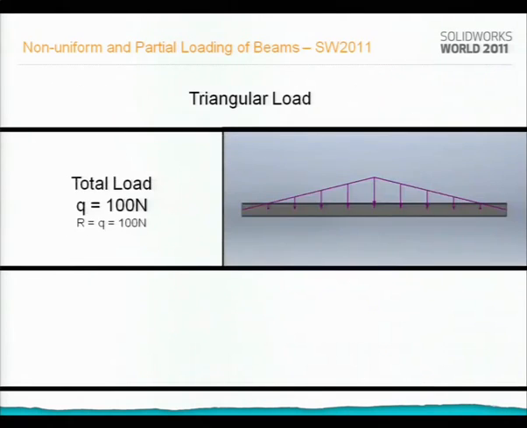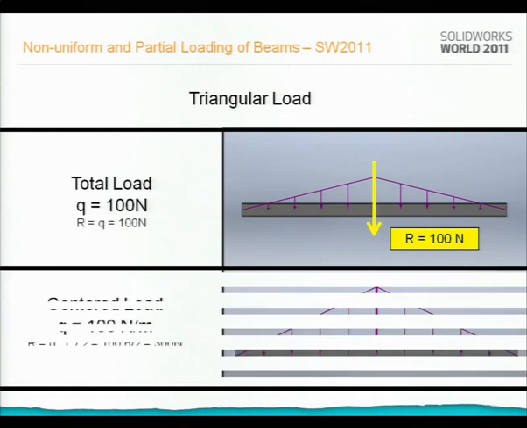So let's see the triangular law. This works for triangular, parabolic, or elliptical, right? If we use Q equal 100 newtons as an input, the resultant is 100 newtons. So although the shape of the law is triangular, the resultant, of course, will be in the middle of the beam, and it will be 100 newtons.